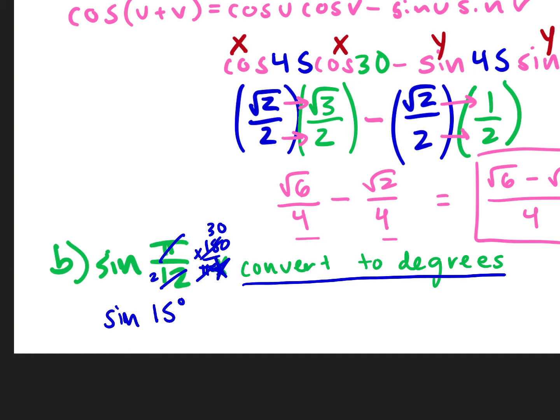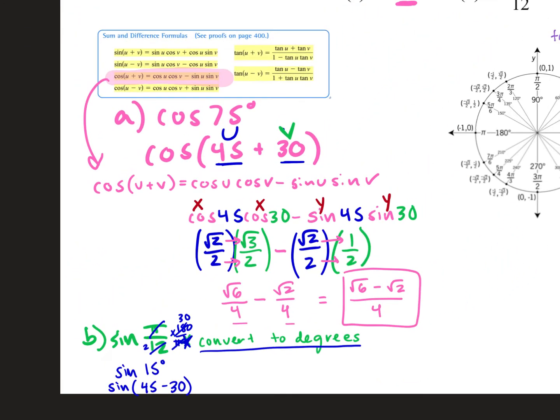Now what two numbers on the unit circle either add up to 15 or subtract to 15? 45 and 30. So this would be the sine of 45 minus 30. All right, so here we're using the sine and the difference formula. So sine and subtracting would be this one.